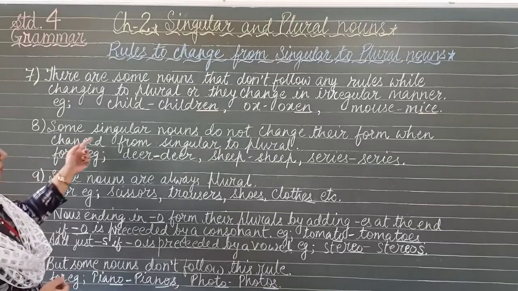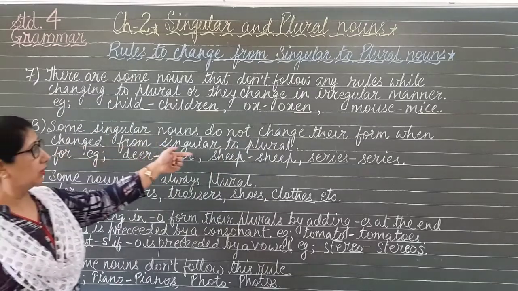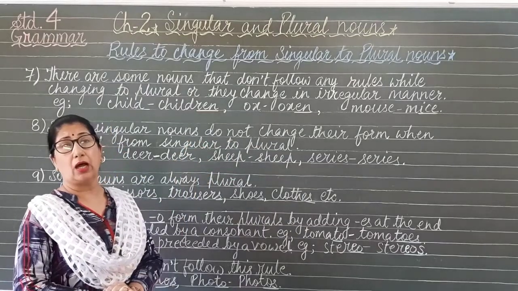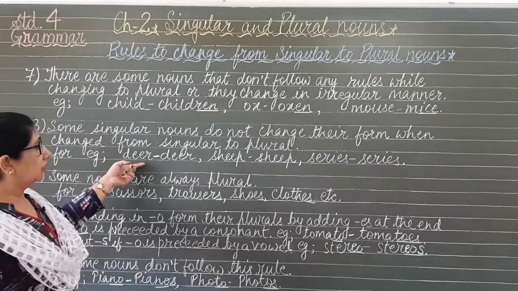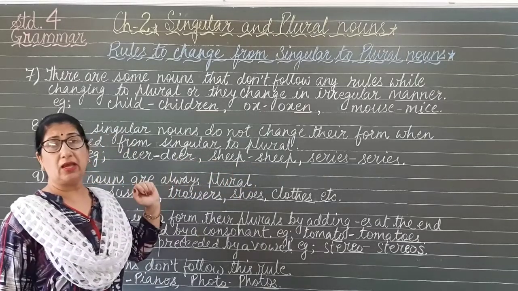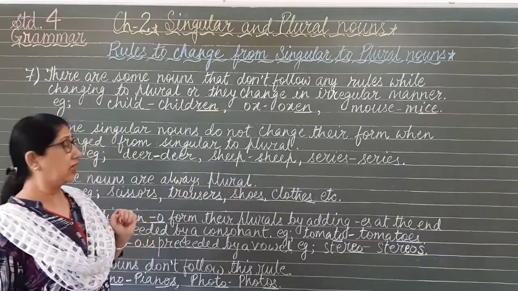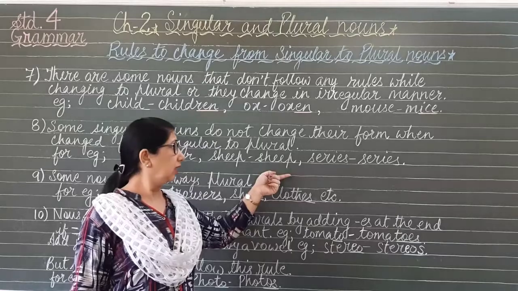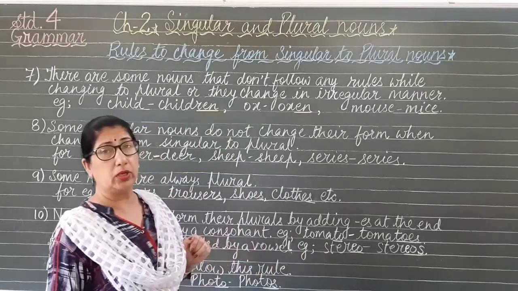Next rule is some singular nouns do not change their form when changed from singular to plural. It means what? कि ऐसे वर्ड्स जिनका फॉर्म चेंज ही नहीं होता, सिंगुलर एंड प्लूरल बोथ वर्ड्स सेम ही होते हैं. फॉर एग्जाम्पल डियर, डियर, शीप, शीप. इनमें कोई एस या ES पीछे ऐड नहीं होता. हम डियर का डियर्स या शीप का शीप्स कभी भी यूज नहीं कर सकते. डियर विल बी कन्वर्टेड टू डियर एंड शीप विल रिमेन sheep only. There is no change. Similarly, series will remain series only in singular and plural both.